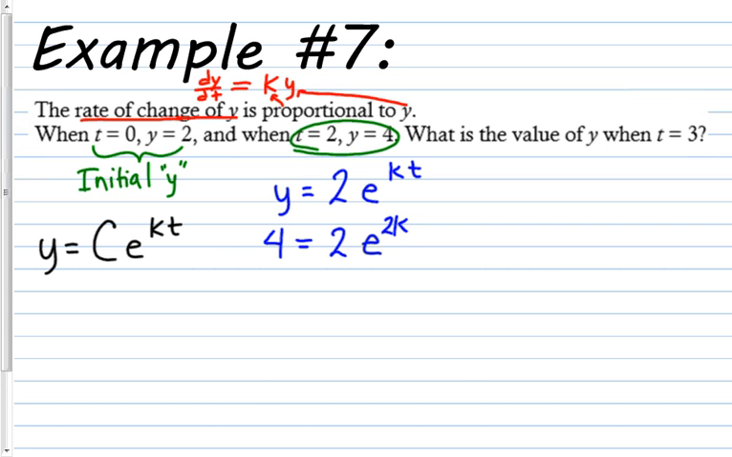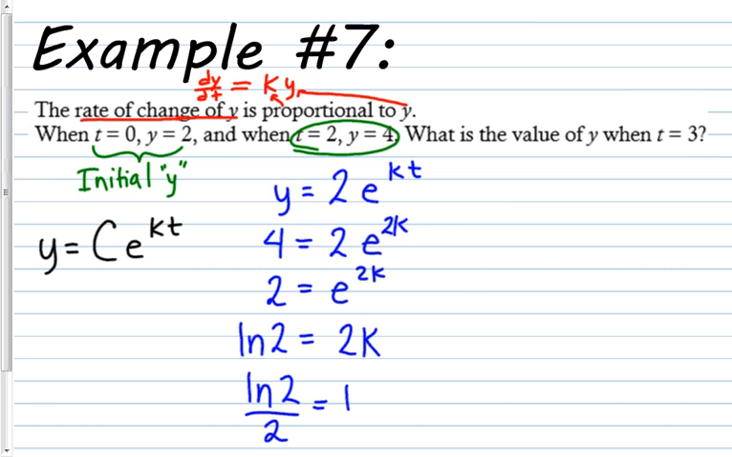So divide by 2, right, to get rid of the 2. So I get 2 equals e^(2k). To get rid of the e, I'm going to have to do natural log. So natural log of 2 equals 2 times k. Divide by 2. So the natural log of 2 divided by 2 equals k.